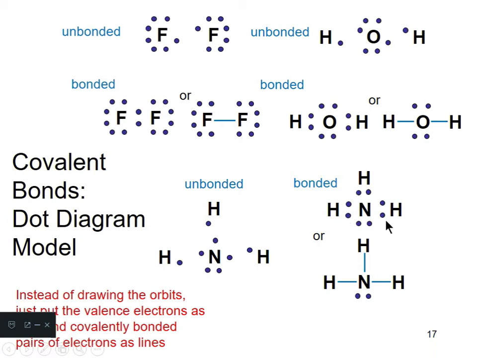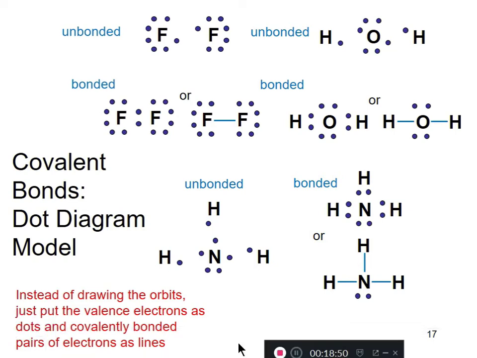So this one and this one are shared pairs. Notice there were 2 on the bottom that didn't get affected. So we have 1, 2, 3 covalent bonds, and then another pair of electrons that was there that never was affected. So instead of drawing these orbits in this manner, we just draw the valence electrons as dots. We can draw the covalently bonded pairs of electrons as lines, or just as 2 electrons right next to each other. I like the lines a little better.